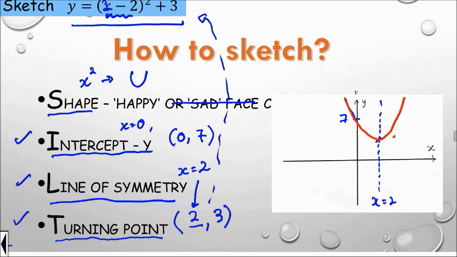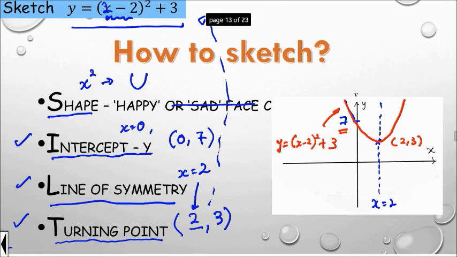Now don't forget to label your minimum point, the lowest point, and the y-intercept, and also label your curve. Now that you have learned how to draw this curve, I want you to try to draw the other three curves.